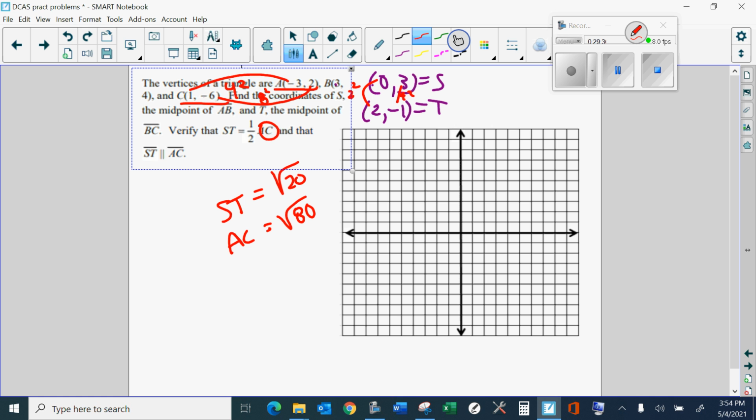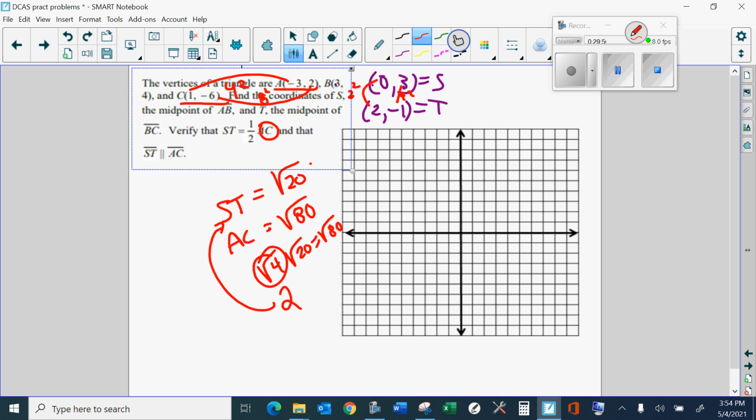So is ST half of AC? You might say, oh no, it takes 4 times. But don't forget, it's the square root of 4 times the square root of 20. That gives me the square root of 80. And what is the square root of 4? 2. So 2 times ST equals AC, and that's exactly what it says, or half of.